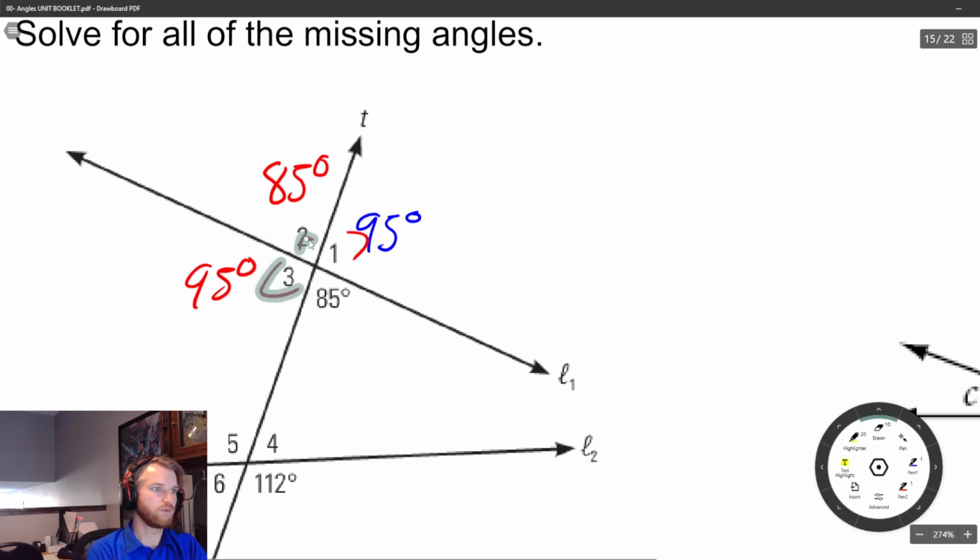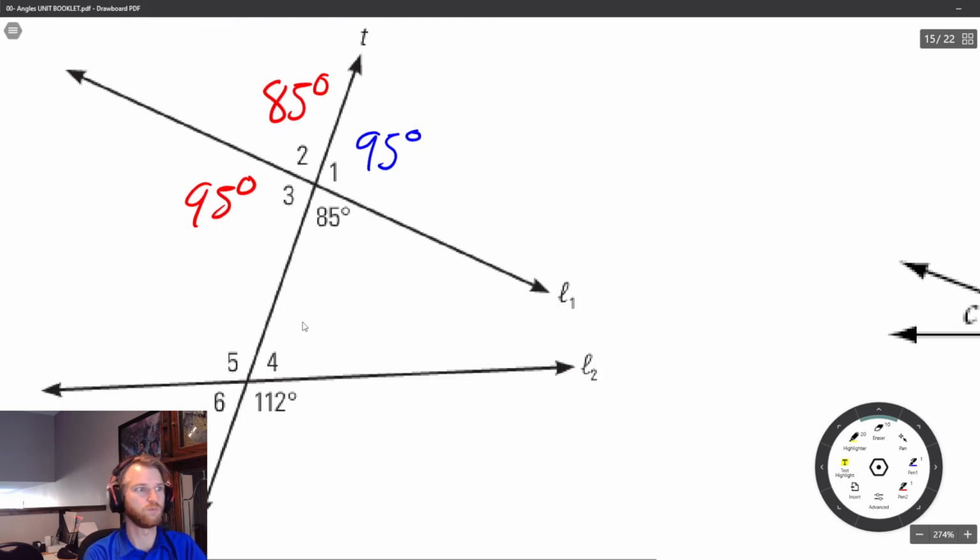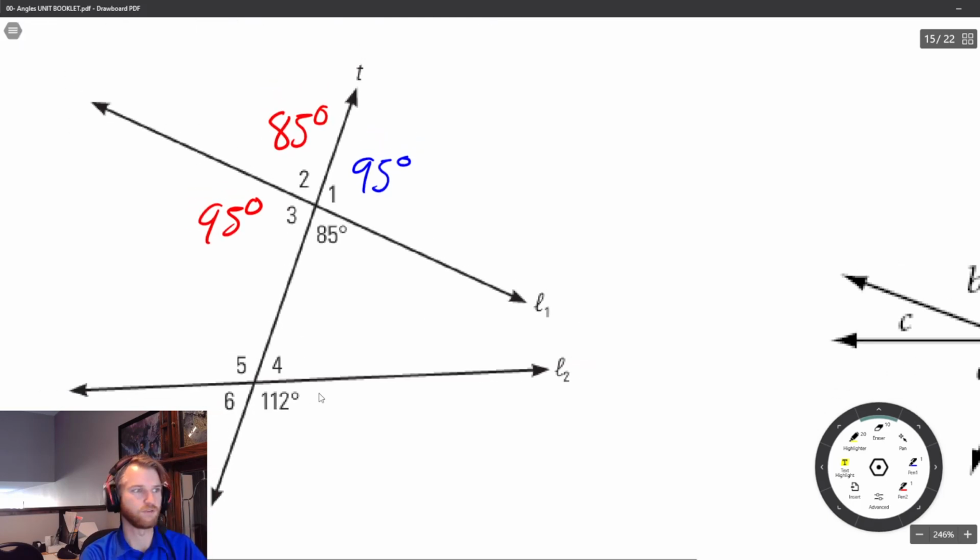You could figure these out without that relationship. You could just know that these two have to add up to 180, and these two have to add up to 180, and these two have to add up to 180. It's just a little bit more work. And same thing for down below here: 112 plus what gives you 180, and so on.